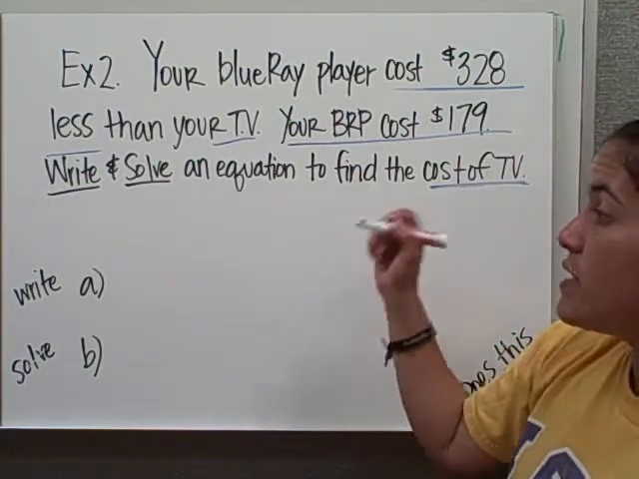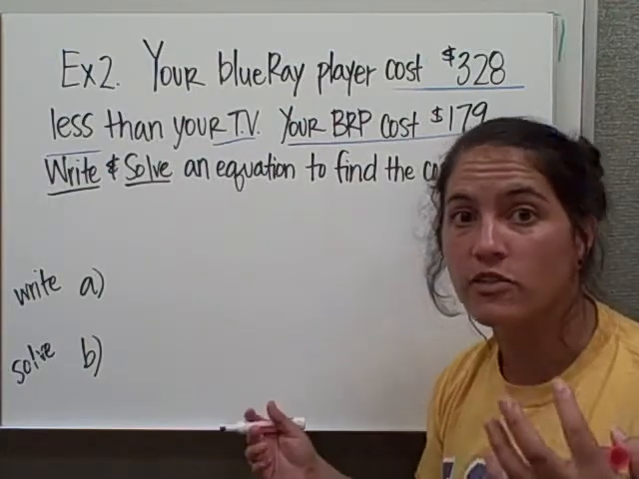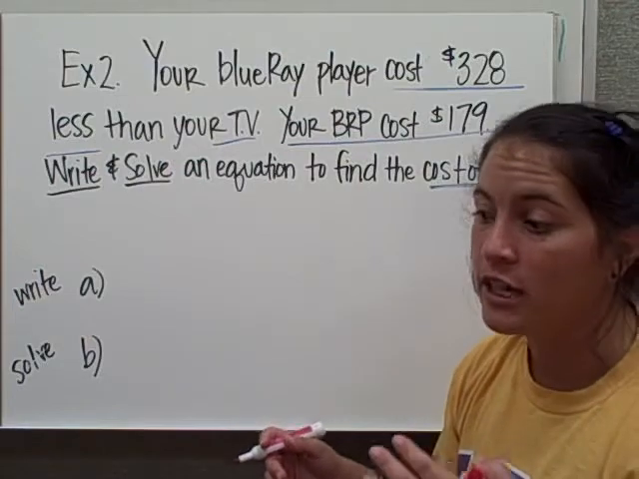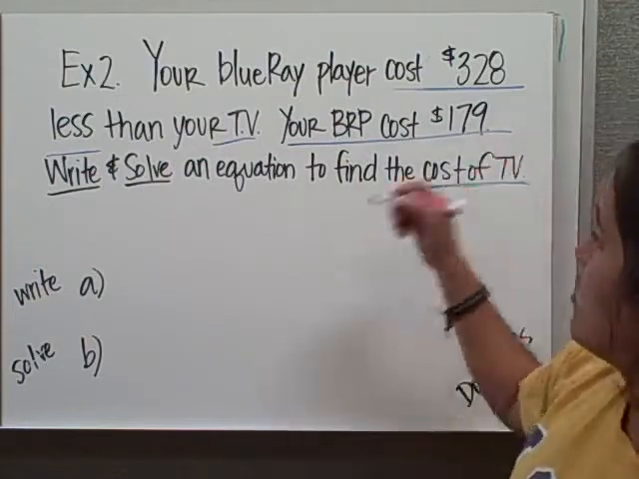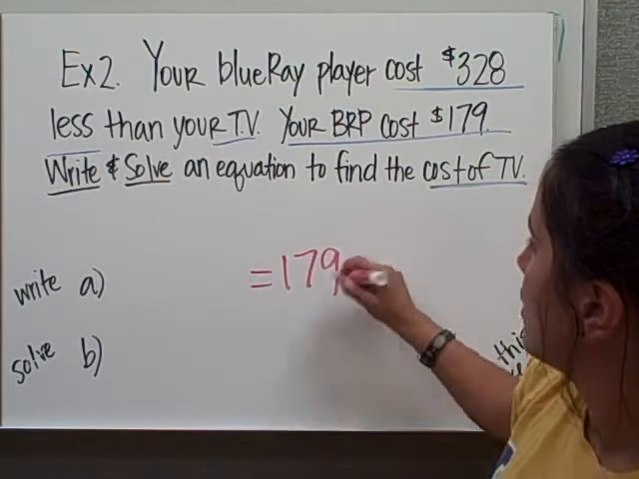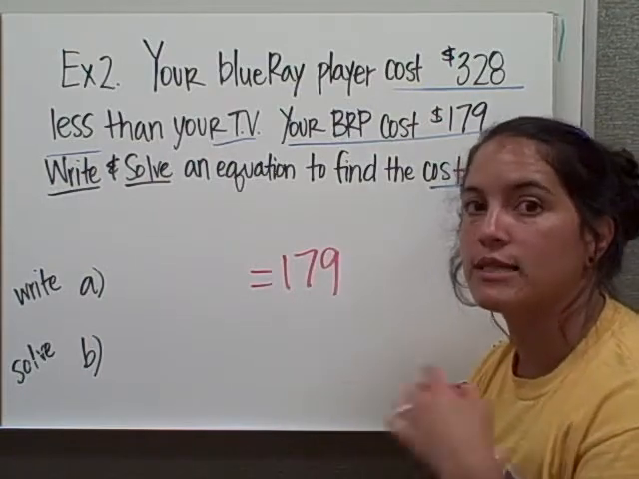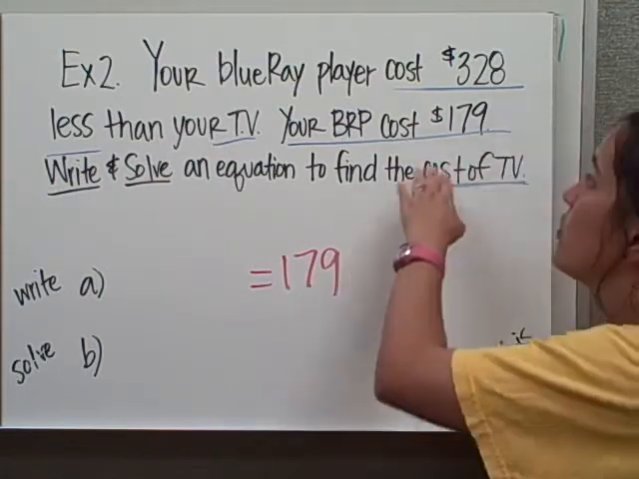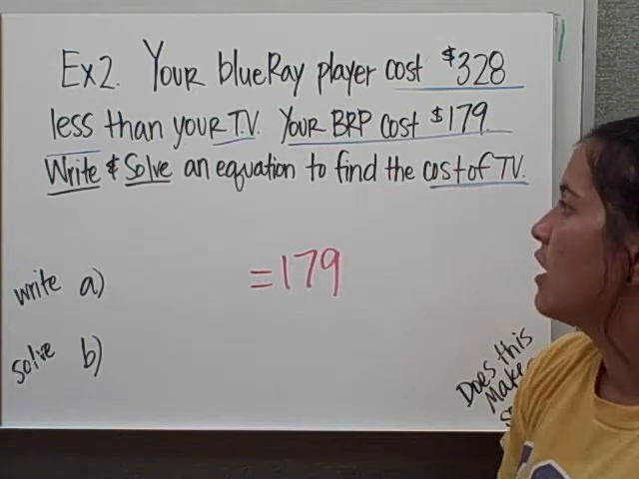Do you see an answer in this problem? I see an answer, a definite one. The Blu-ray player is $179. So that is how much is going to be on your equals side, because that is your answer. That is your goal. That is your total. The Blu-ray player costs $179.